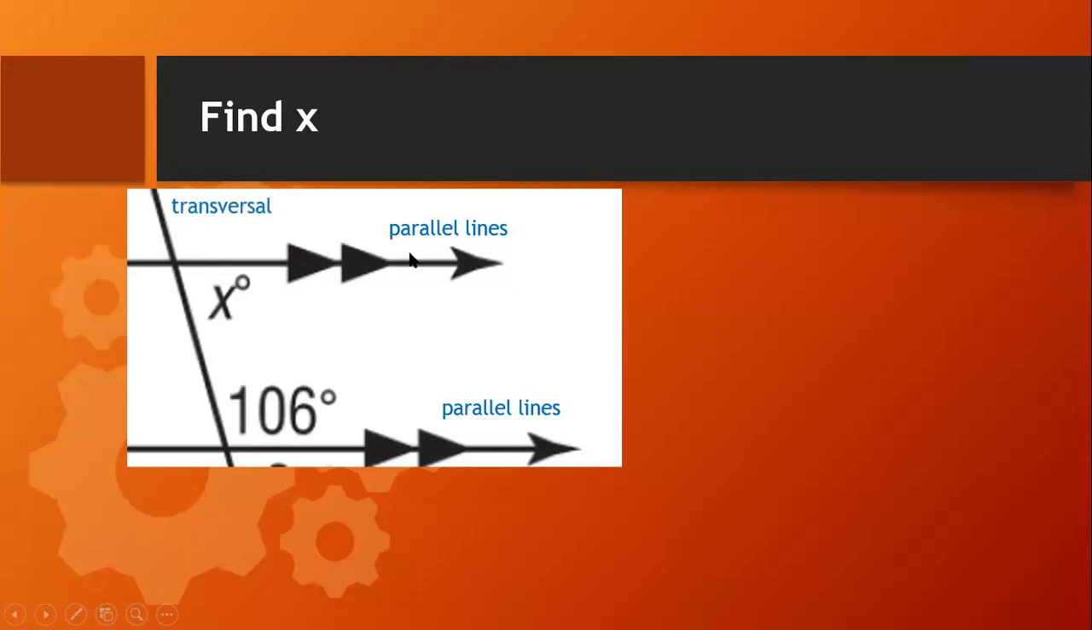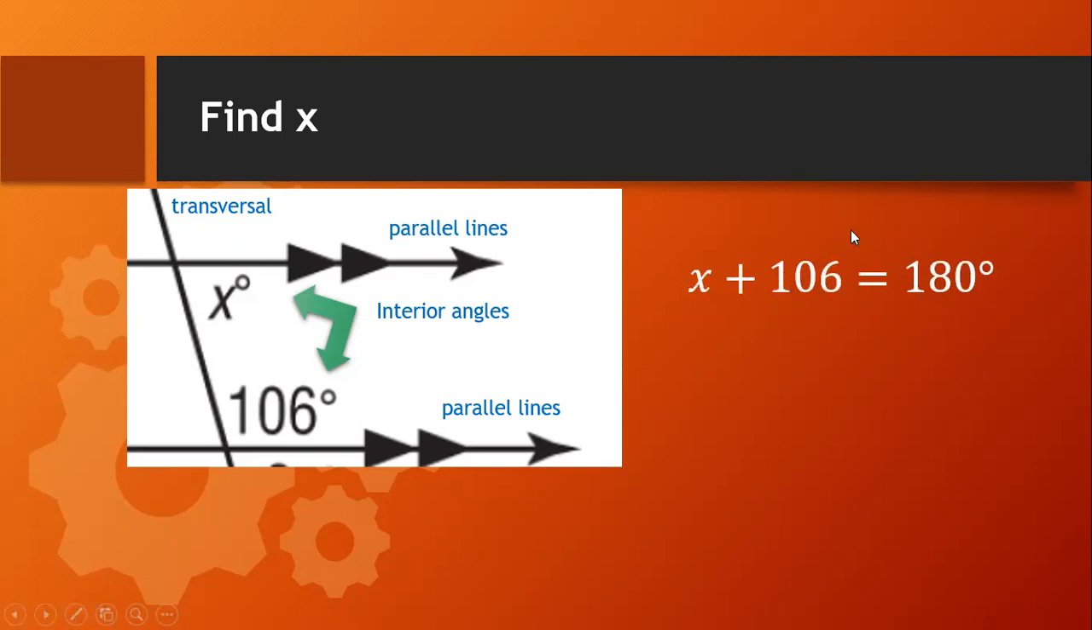Transversal connects the parallel lines together, and because of the transversal interacting with the parallel lines, it gives rise to these two angles here, which are known as interior angles. Those interior angles have special properties. When they add up, they always get 180 degrees. In other words, X plus 106 will give me 180 degrees. So let's see if we can get X. Take a minute and let's see if we can get what X equals.